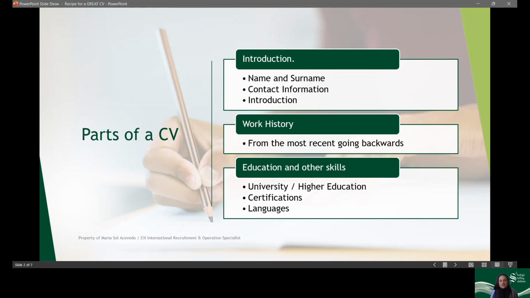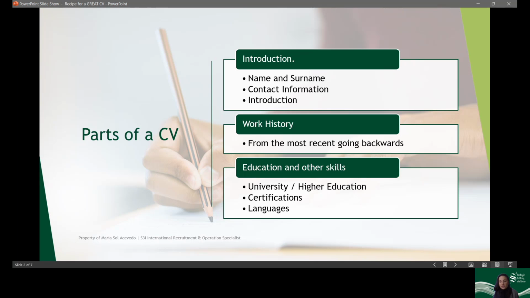So going into the CV, the first thing that we want to identify are the main three aspects that we have to work on. The first one is going to be the introduction, where we have our name, surname, maybe our job title, our contact information, and a short introduction about ourselves, our professional goal, or any technical skills that we want to highlight.